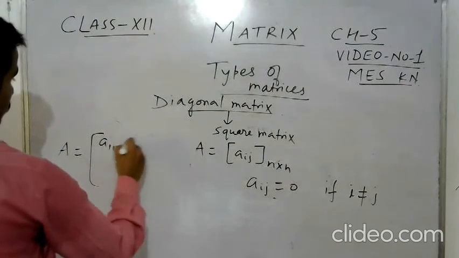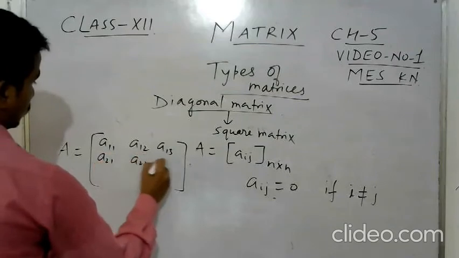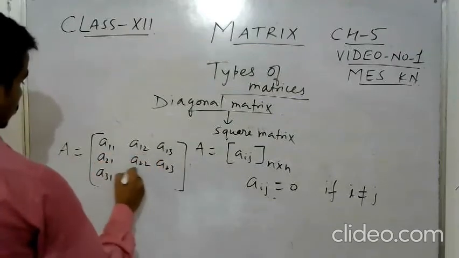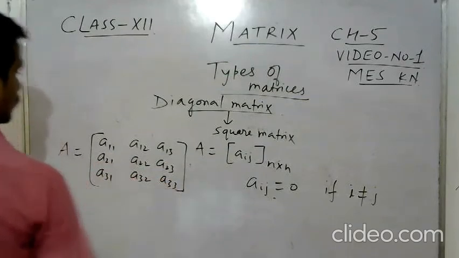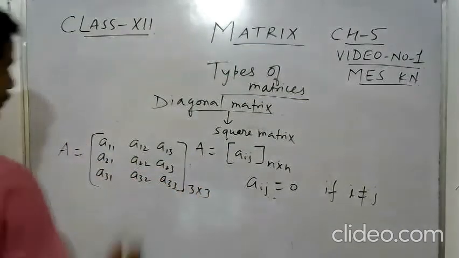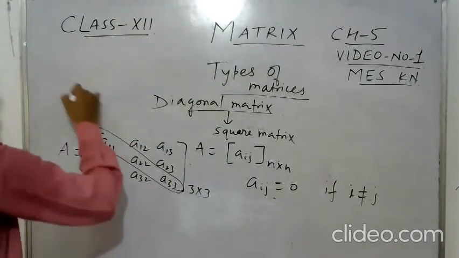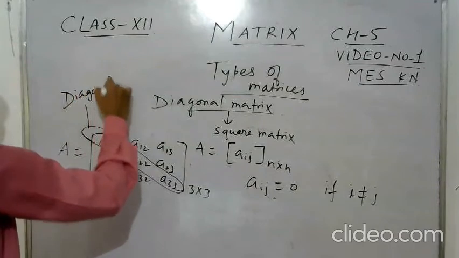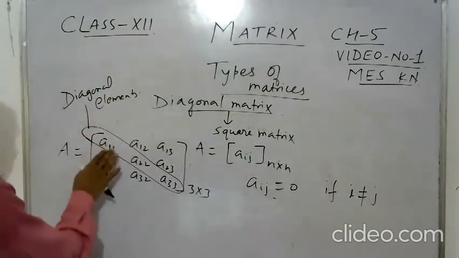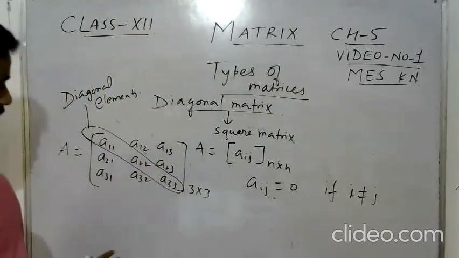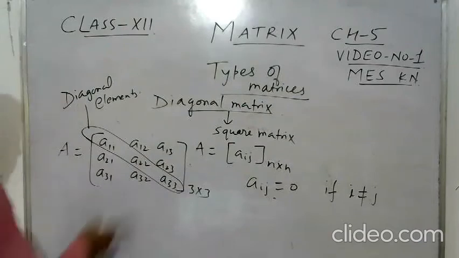This is A11, A12, A13, A21, A22, A23, A31, A32, A33. Okay, so this is a 3 by 3 square matrix, and here I am saying that these elements are known as diagonal elements. And except diagonal elements, all the remaining elements are 0.